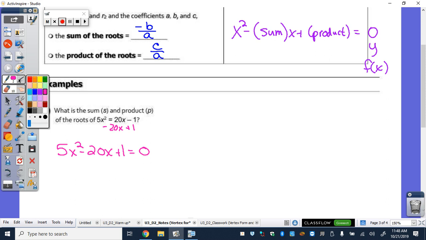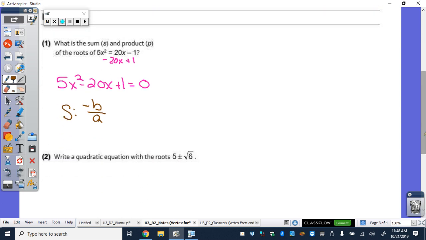Now again, our formula up above, sum is negative b over a. So what is our b value from our quadratic there? Negative 20. So that's going to turn into positive 20 because you got the negative from the equation and it's negative 20 that you're plugging in. And then our a value is 5. So 20 divided by 5 gives us a sum of 4. So that means our 2 roots, whatever they are, when added would give us a 4.